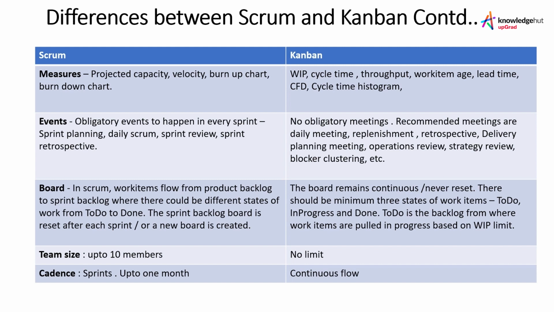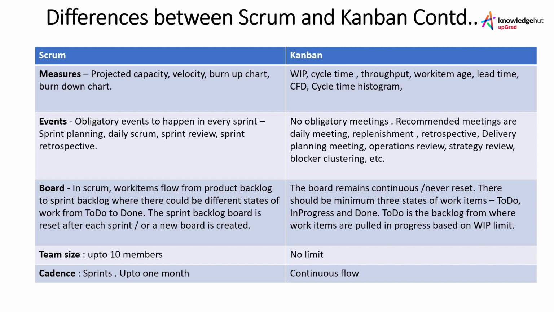The work items, status, and everything is being updated on that same board, so it remains as a continuous board and it is never being reset, since there is no such concept of sprints in Kanban. And it is a mandate that in the Kanban board, you should have at least three states of the work items: to do, in progress, and done. So to do is actually your backlog from where the work items are pulled in progress based on your work in progress limit. That is how many work items you can keep at a time in progress. And this work in progress limit is decided by the team.